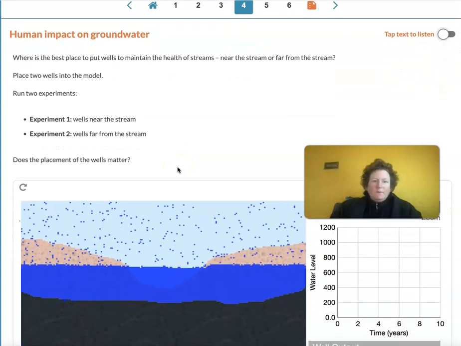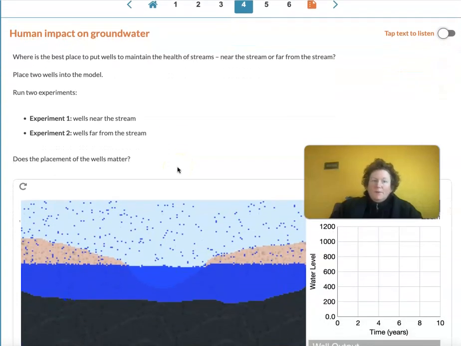Human impact on groundwater. Where's the best place to put wells to maintain the health of our streams? Near the stream or far from the stream? Place 2 wells in the model, run 2 experiments. Experiment 1, wells near the stream. Experiment 2, wells far from the stream. Does the placement of the wells matter? That's our question this experiment.